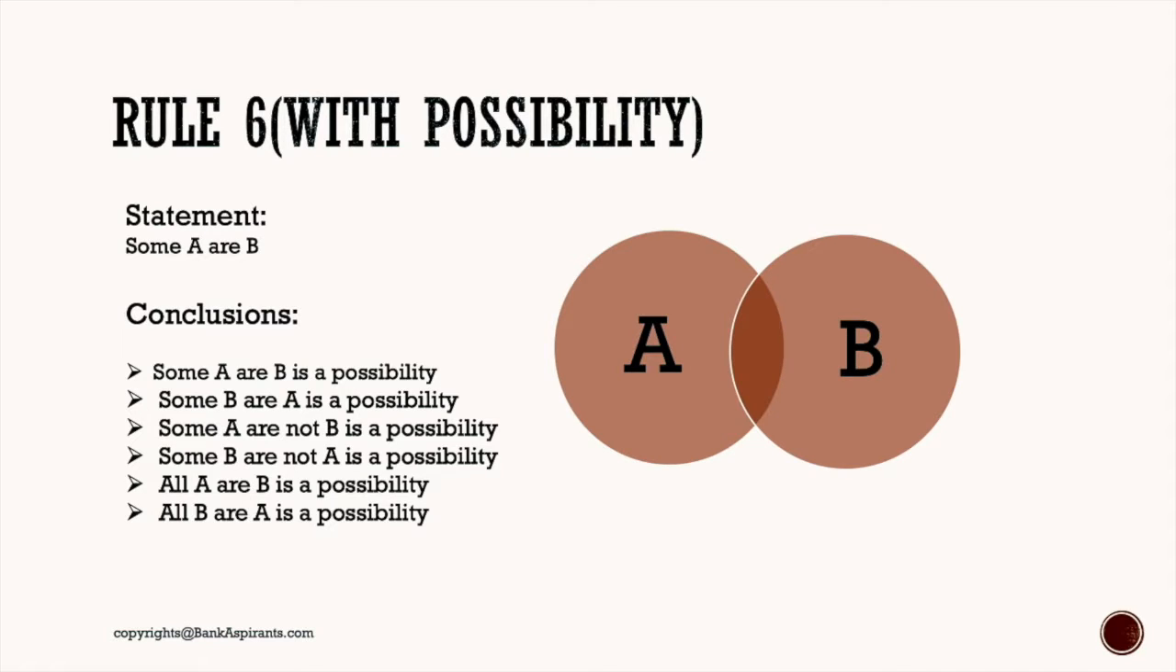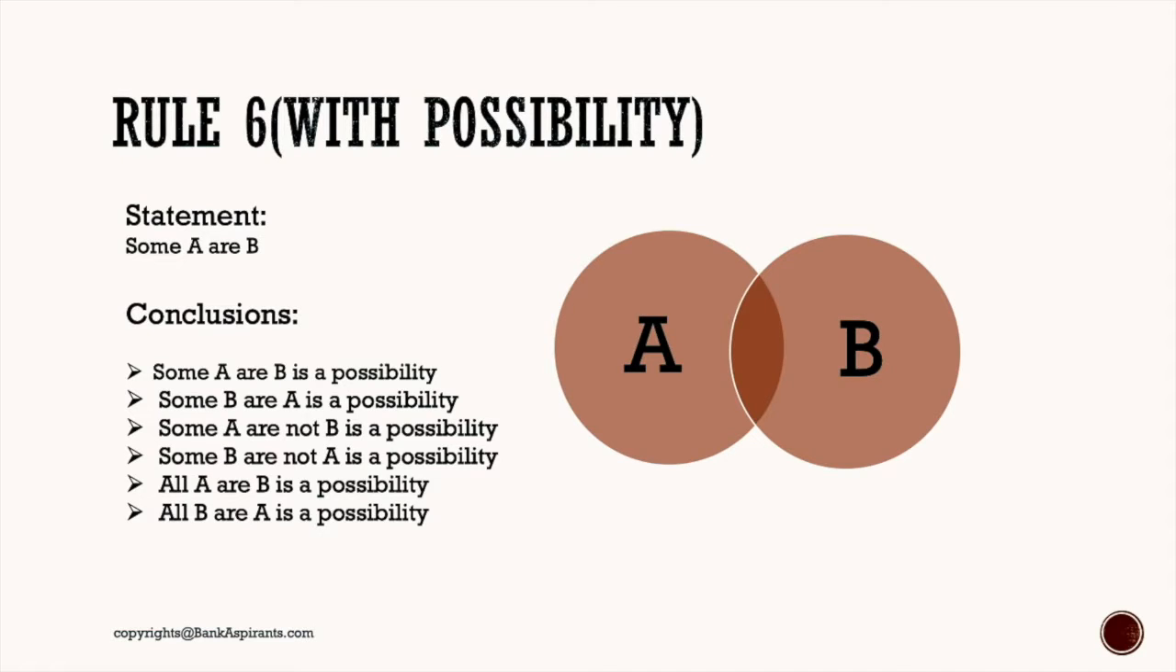Some A are B is a possibility. It is already given in the question itself. And some B are A is a possibility. Some A are not B is also a possibility. And some B are not A is also a possibility. Because only some part of A and B are intersected, we can also say some A and some B do not belong to A and B. And also we can say all A are B is a possibility and all B are A is a possibility.